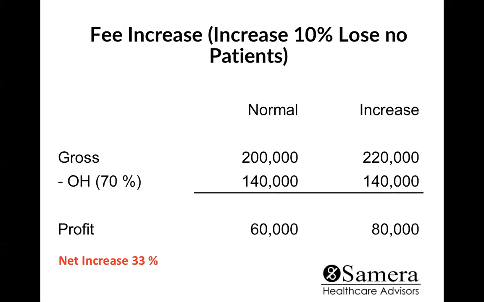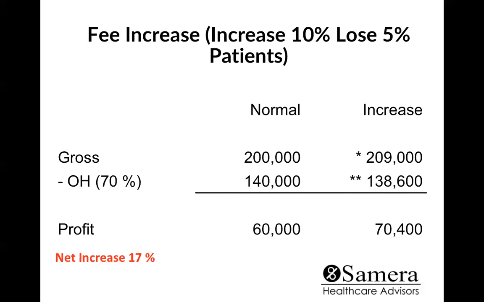Another scenario is you increase the fees, and this is where I think there's a real opportunity. You increase the fees from 200 to 220, and your overheads stay the same, and your profit goes from 60k to 80k, a net increase of 33%. A nice large increase. There may be the scenario where you lose a few patients if you put your fees up, and therefore there's a net increase of 17%, from 60 to 70,400.